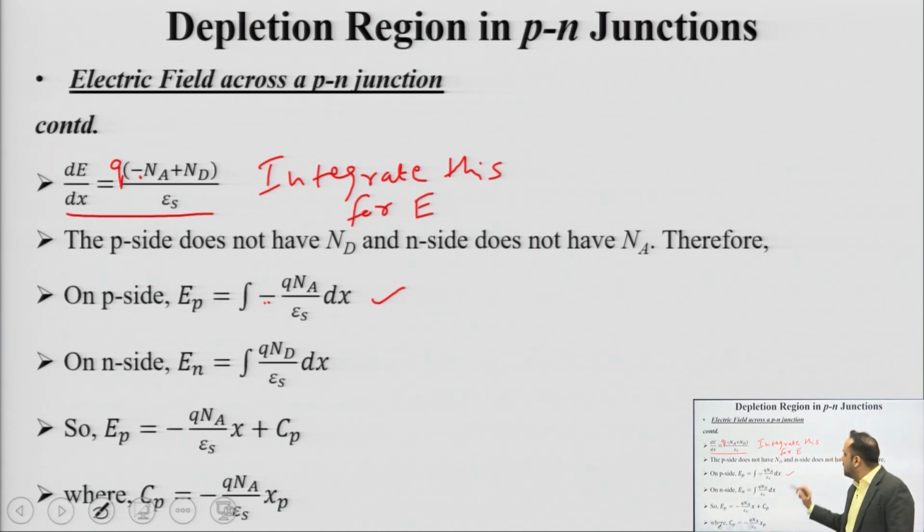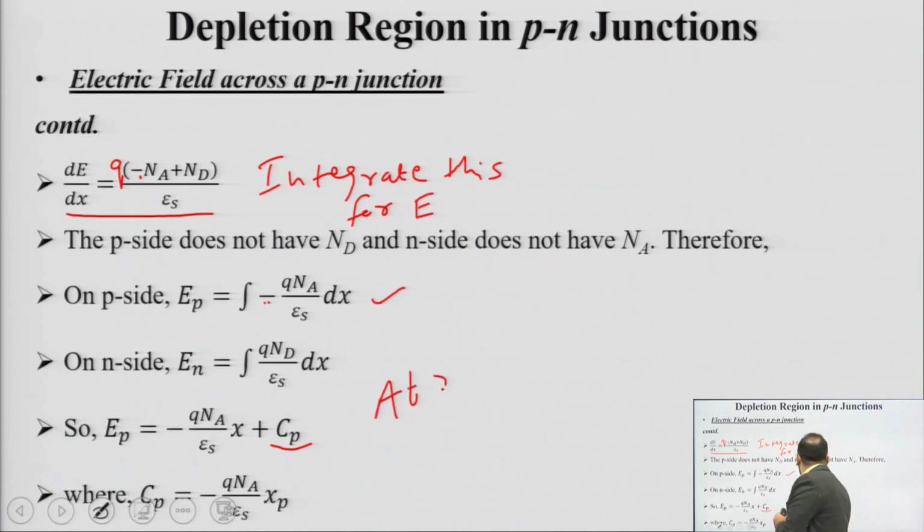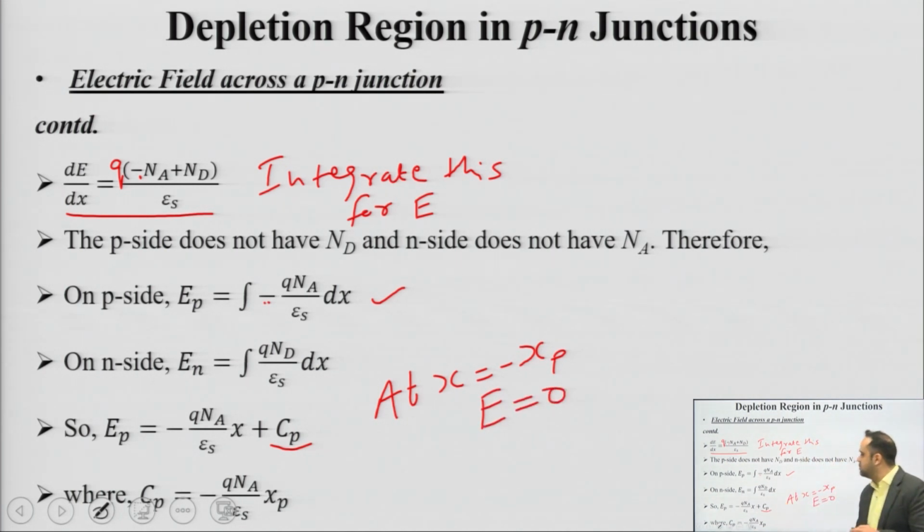So, when I integrate, now there are no limits here. If there are no limits to integration, a constant will be generated. To get the value of this constant, I am just going to look at the edges, the p edge and the n edge. At the p edge the electric field is 0, at the n edge the electric field is 0. So, at x equal to minus xp, the electric field is 0. This helps me in getting the value of Cp.